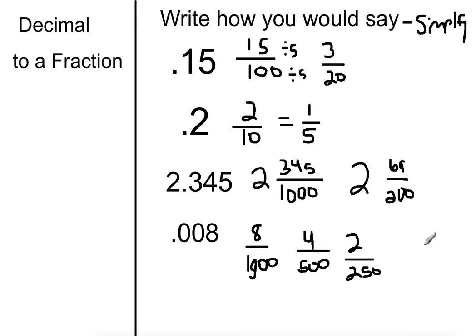Those are both still even. So 2 goes into 2 once. 2 goes into 250 125 times. 8 thousandths is the same as 4 over 500, which is the same as 2 over 250, which is the same as 1 over 125.